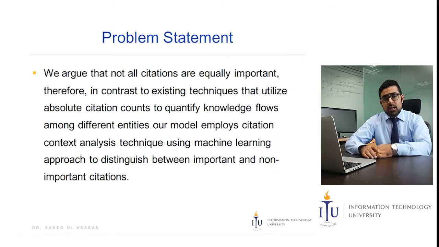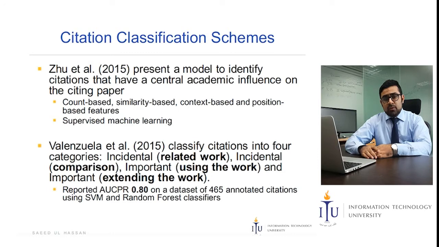For this very reason, we found that some state-of-the-art already exists that actually classify citations into an important one and a non-important one. We present a few of them, the more recent and state-of-the-art. For instance, Zhu's work published in JASIST in 2015, they present a model to identify citations that have a central academic influence on the citing paper. They use count-based, similarity-based, some contextual and position-based features for that, and then deploy a supervised machine learning approach.